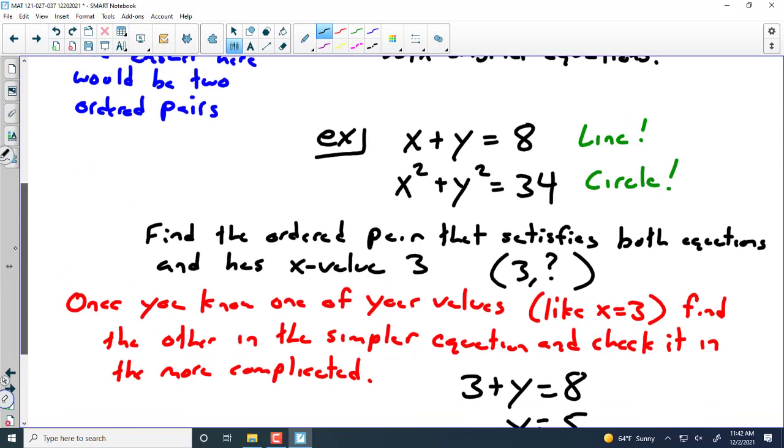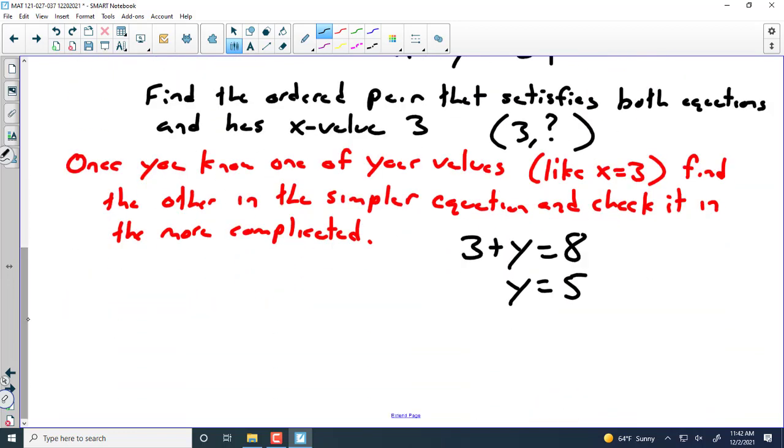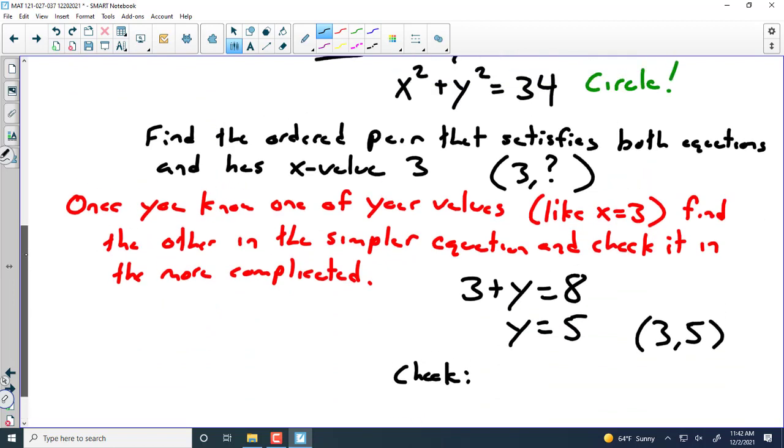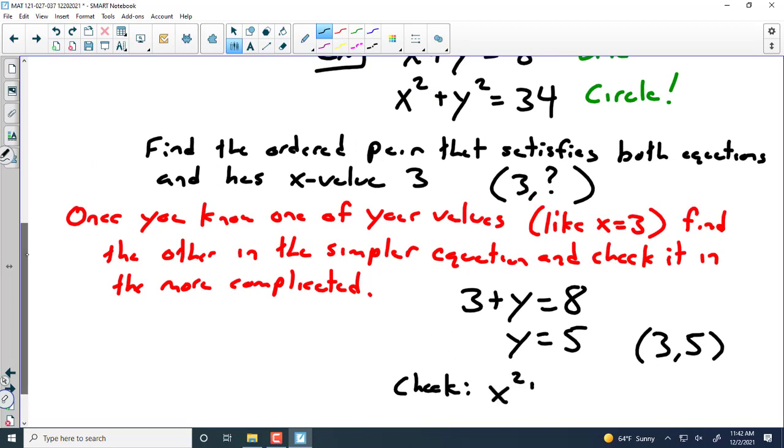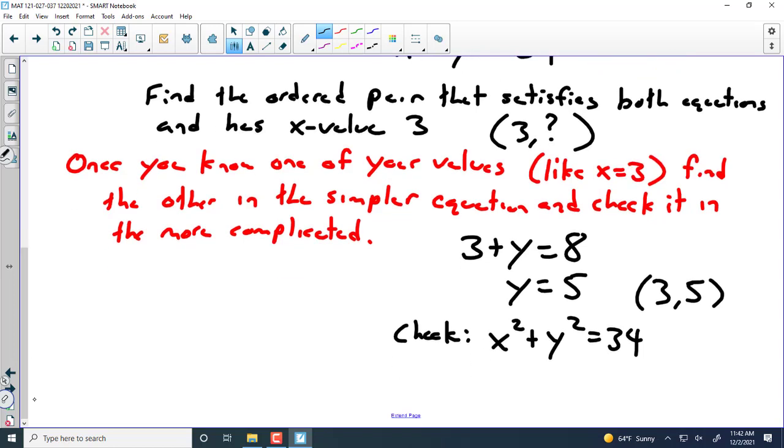Y equals 5. And then what you do is you claim your answer is (3, 5). Then you check that answer to make sure it works in x squared plus y squared equals 34. Then you check it in the second equation, the harder equation. Is 9 plus 25 equal to 34? Yes, we're done.